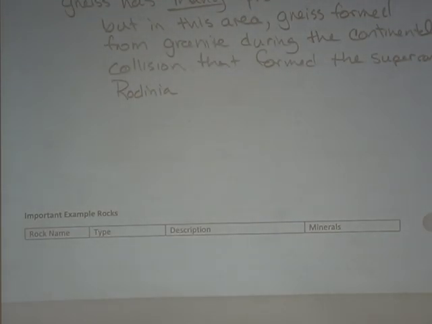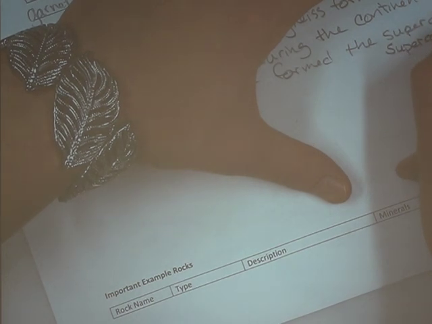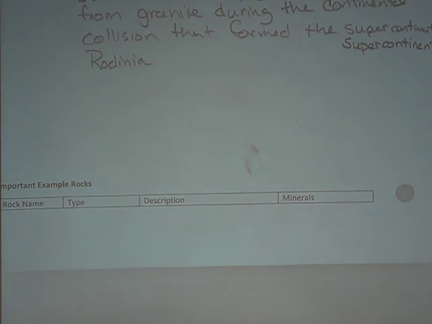What is that word? Supercontinent. Yeah, that's really poorly written. I'll write it out clear. Super... There you go. That's what that should say.